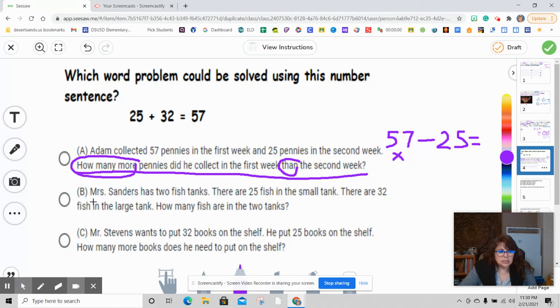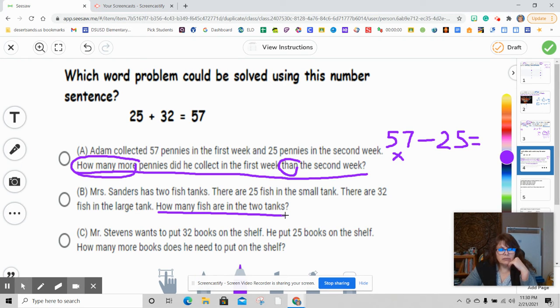Then the second choice says Mrs. Sanders has 2 fish tanks. Okay. There are 25 fish in the small tank. There are 32 fish in the larger tank. How many fish are in the 2 tanks? So I want to know how many fish are in the 2 tanks. That means that I'm going to put them together.